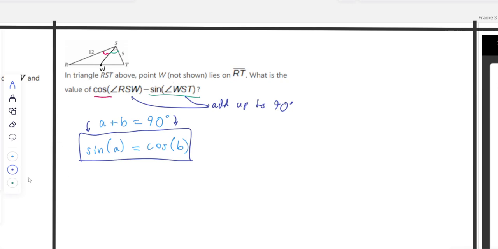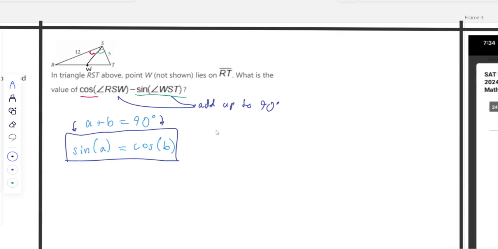So if cosine of RSW is equal to sine of WST, then that would just be 0. We're subtracting something that's equivalent to itself, so it simplifies down to 0.